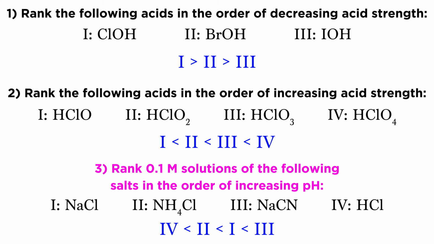If we're going in increasing pH, we're starting with the most acidic because the lowest pH is the most acidic. So that will be hydrochloric acid first because that's the most acidic, followed by ammonium chloride because that is weakly acidic, followed by NaCl because that is neutral, and then lastly NaCN because that is weakly basic, so that will have the highest pH. So there's a few questions regarding acid strength.